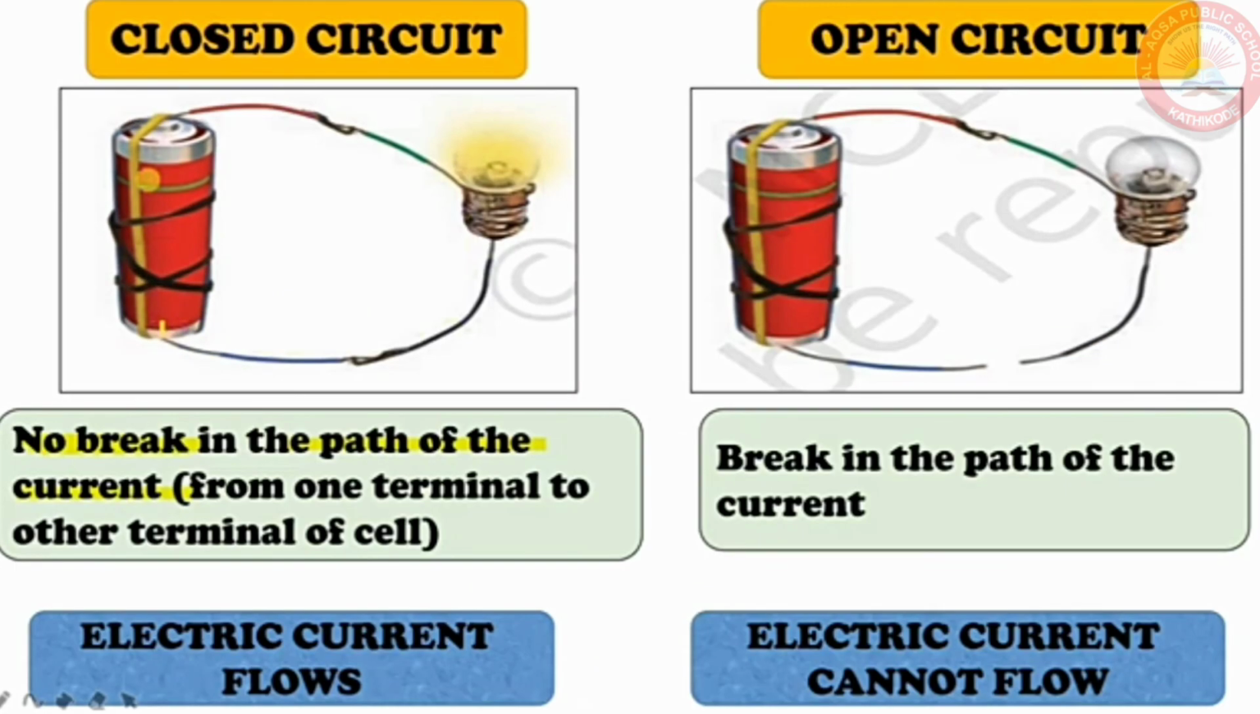So can you say what is a closed circuit and an open circuit? Yes, a closed circuit means no break in the path of the current, so the electric current flows and the bulb will glow. An open circuit means we can see a break in the path of current, so the electric current cannot flow. So in an open circuit, the bulb will not glow.